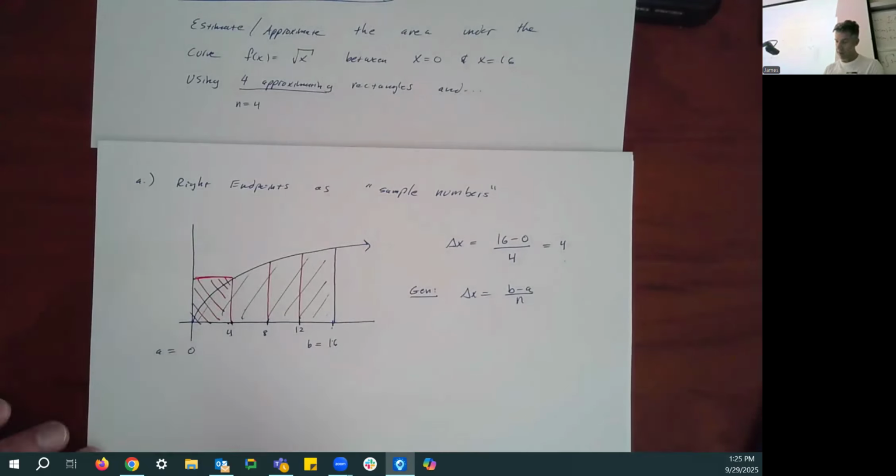So simplifying this, you get approximately, I'm just going to write that, it's going to be about 49.17. Definitely an overestimate of the total area.